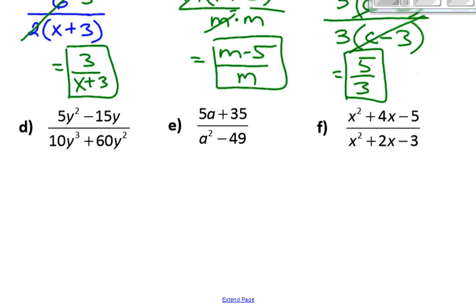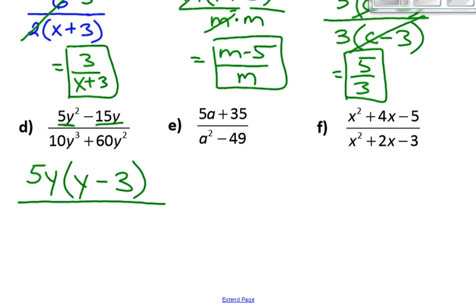In part D, we have the numerator, 5y squared minus 15y. The common factor there is 5 and y. So when you take out a 5y, 5y squared divided by 5y leaves you y, and 15y divided by 5y, you're left with a 3, but no more y. In the denominator, we have 10y cubed plus 60y squared. 10 and 60, their GCF is 10. And then y cubed and y squared, the GCF is y squared. So when I take out a 10y squared, you're left with y plus 6.